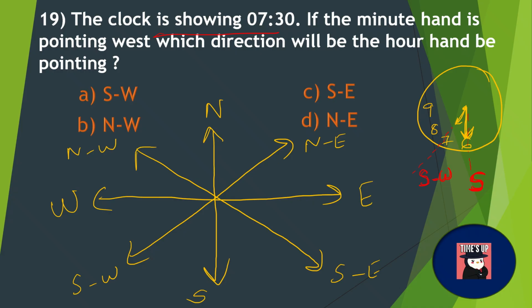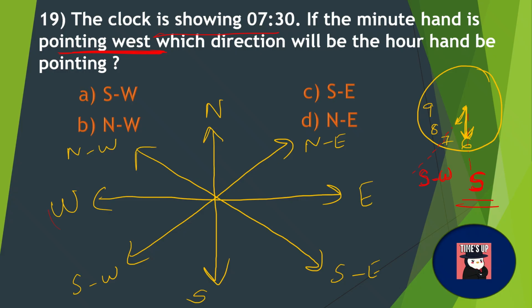Minute hand information is given to you and the hour hand they have asked to find out. If the minute hand is pointing west, they are saying. Now the minute hand was facing what initially? South. And they are saying now the minute hand is pointing towards which direction? West. So what you need to do? From south we need to go to west.